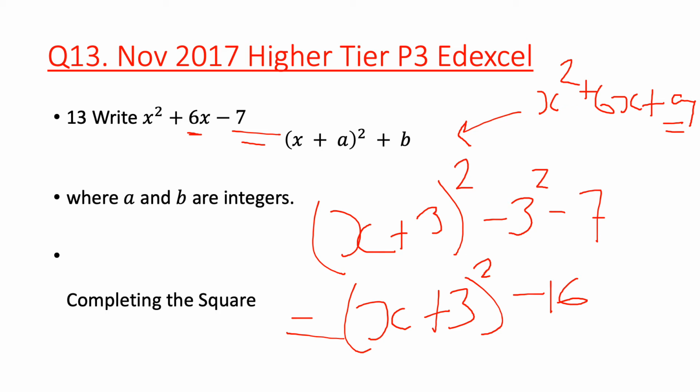So that's a way to remember it. You always half it, square it, and then minus the square of the number there, to work out your answer.